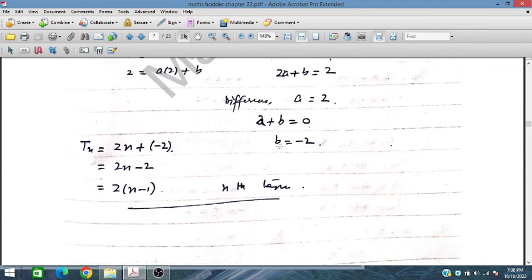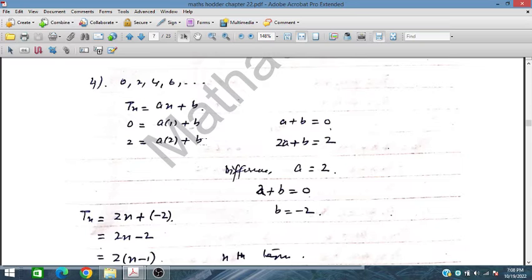So this is the fourth part. Here we have 0, 2, 4, 6. So for the first term we have 0 when n is equal to 1. When n is equal to 1, for the first term we have 0. So an plus b. For the second term we have 2, for n is equal to 2. So a plus b is equal to 0. 2a plus b is equal to 2.